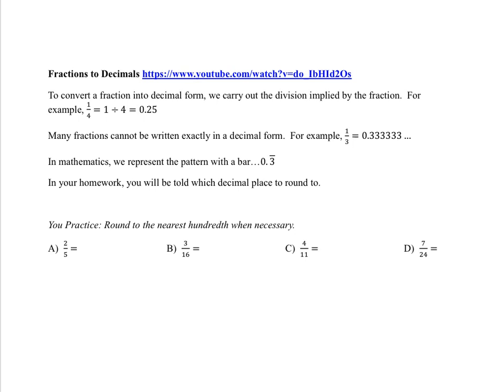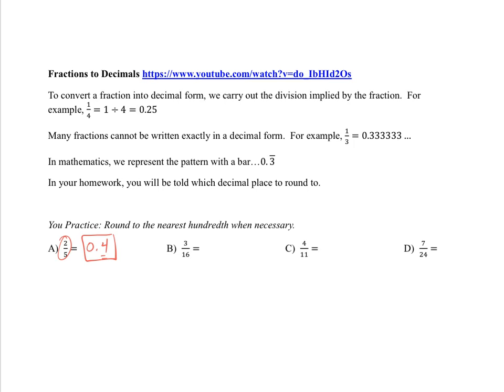And I'm just going to give one away right up front. Spoiler alert, if you divide 2 over 5, like we saw up above, 2 over 5 turns into 0.4. Now it says round to the nearest hundredth when necessary. Well, 0.4 doesn't even get out to the hundredths place. It just goes out to the tenths place. So we don't have to worry about rounding.